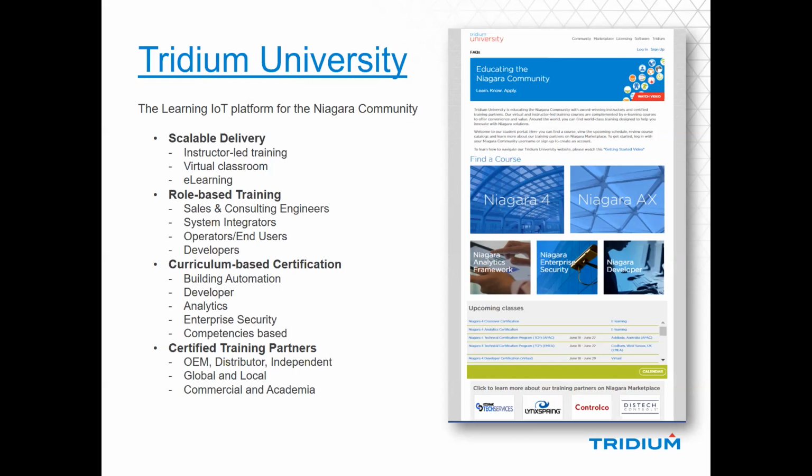And we do train here at Tridium, but we also have a full ecosystem of certified training partners around the globe. So whether you're focused on a particular OEM like Honeywell, Siemens, or Johnson Controls, working with certain distributors like Cochran Supply or others, or maybe you want to go to an independent trainer, we have all those options for you at a global or local basis. Most of the training that we teach is commercial, but we are also partnering with a lot of universities around the globe, especially in the regions of Asia Pac and China.